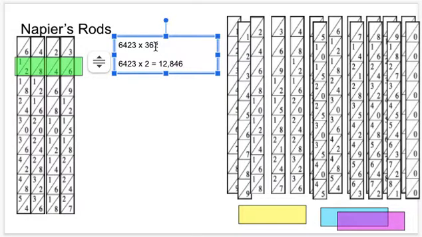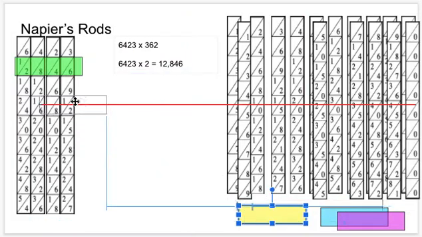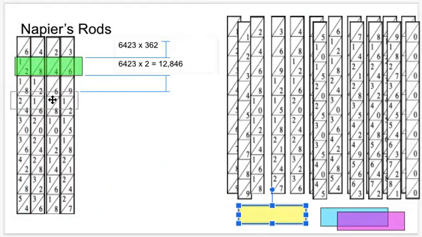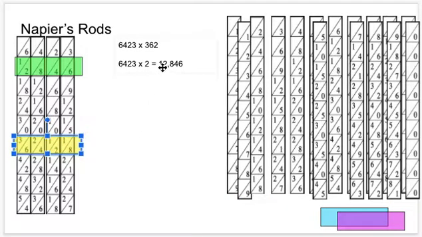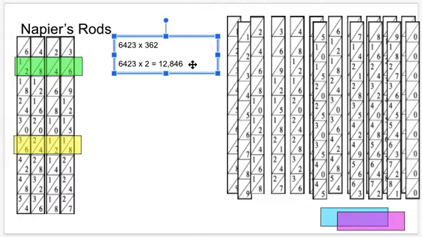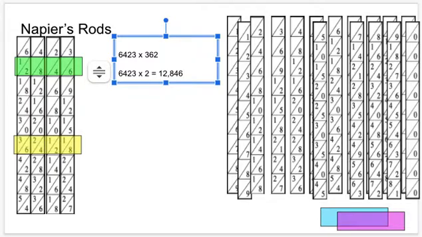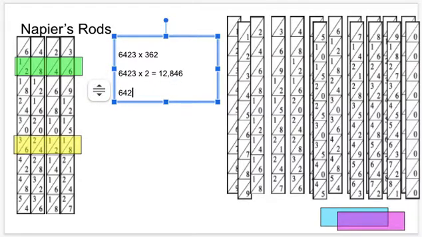That's times 2. Now, check this out. I'm going to multiply it by 6. See, 1, 2, 3, 4, 5, 6. When I multiply it by 6, because the 6 is up there, that gives me 6,423 times 6. What does that read to be? 38,538. Great.